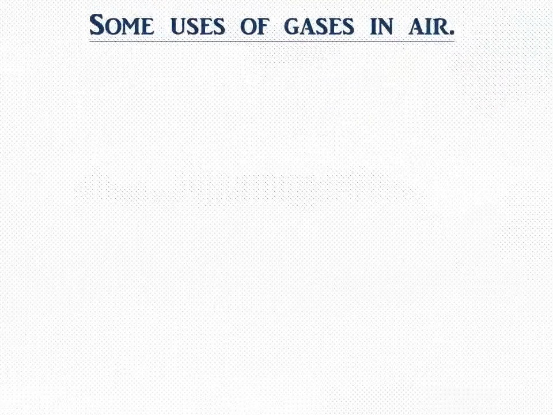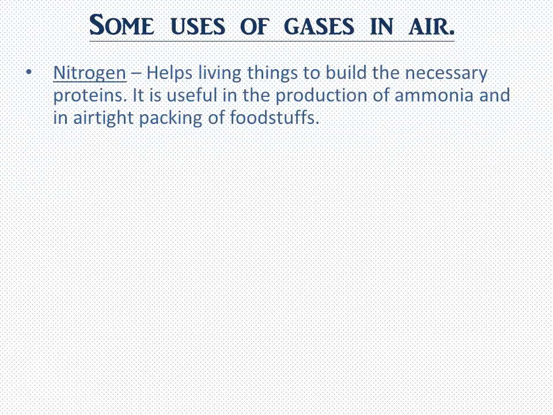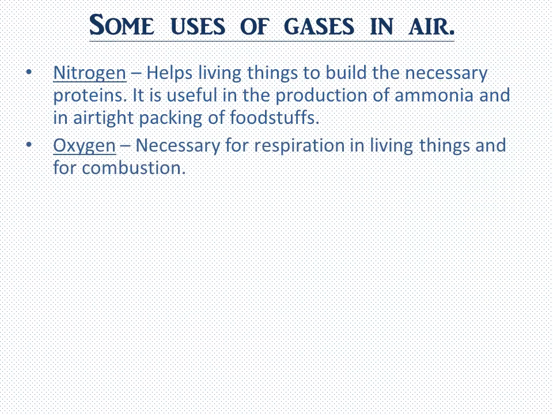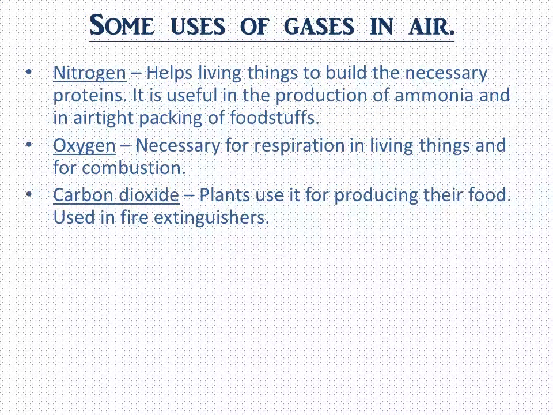Now let's see what purpose these gases are used for. Nitrogen helps living things to build the necessary proteins. It is useful in production of ammonia and in airtight packaging of foodstuffs. We all purchase chips packets from the market, and we observe that these packets are fully filled with air. This air is nothing but nitrogen. Oxygen is necessary for respiration in living things and for combustion. Human beings and all living things on the earth need oxygen to survive. Carbon dioxide is used by plants for producing their food, and it is also used in fire extinguishers.